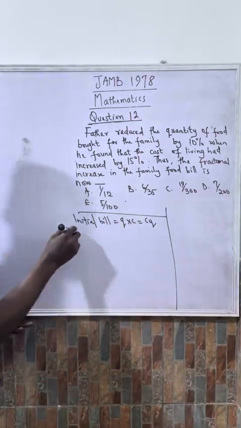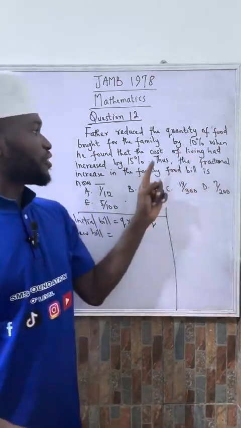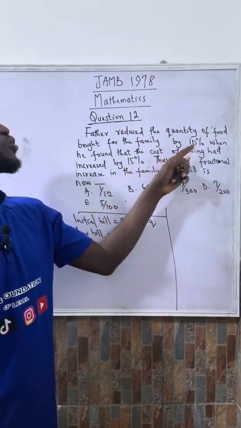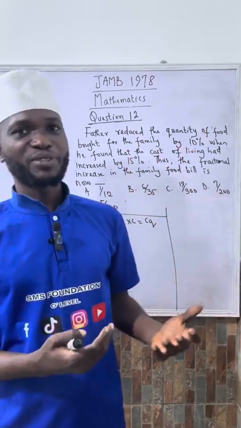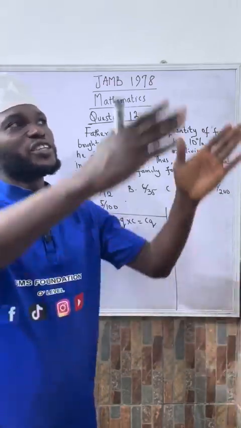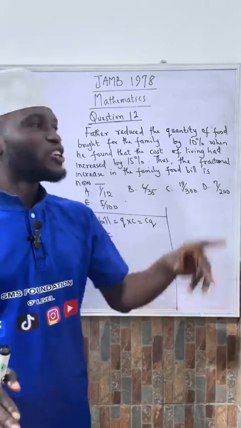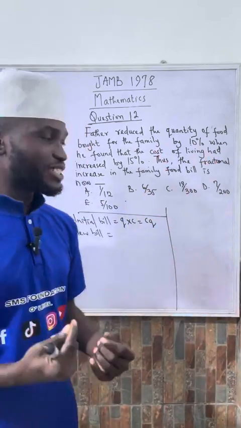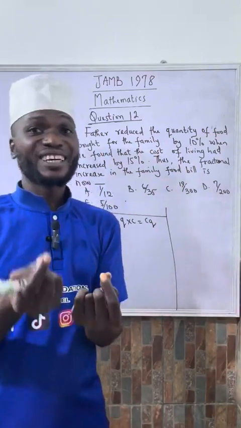Next, let's go for the new bill. Now, after the father discovered that the cost has increased by 15%, he had to reduce the quantity of food by 10%. If you reduce something by 10%, it means you are taking away 10% from 100% of that thing. 100% is the original whole when nothing has been reduced. So 100% minus 10% will be 90%. So we have 90% of quantity, and 90% is the same thing as 0.9.